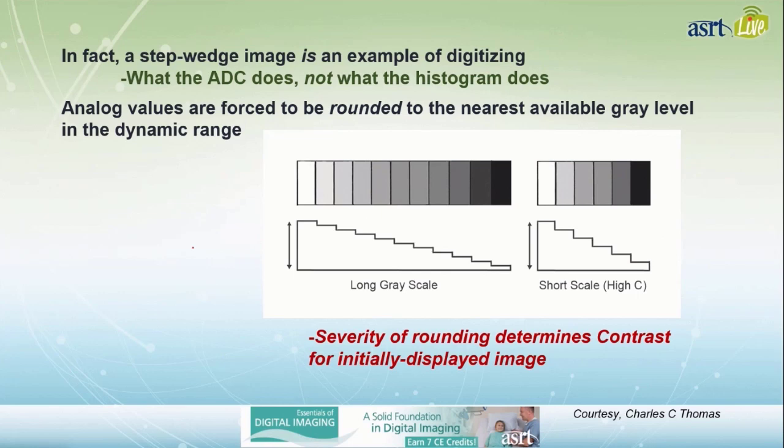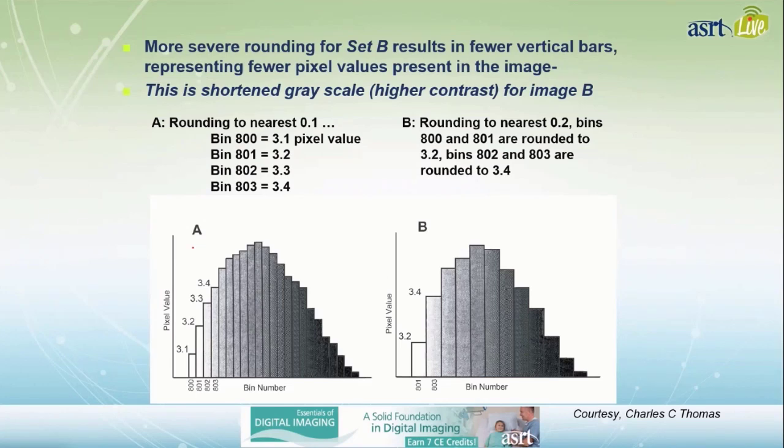You can see on the right here, the way we shortened that grayscale, so to speak, was to use a penetrometer, if you look at the diagram below, with larger steps, right? So there's greater differences between those steps, and that represents severe rounding of the numbers. So if we were describing this mathematically, we would say that the right image has simply undergone more severe rounding. Well, more severe rounding for set B here on the right in a histogram would actually result in fewer vertical bars, just like on the step wedge, it resulted in fewer steps.